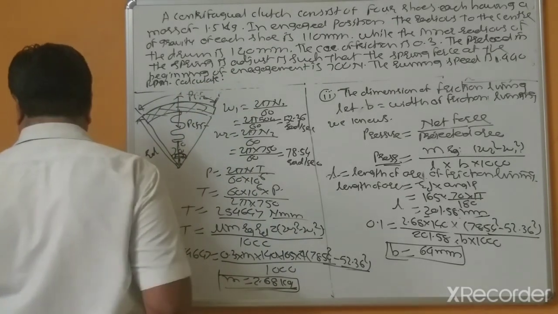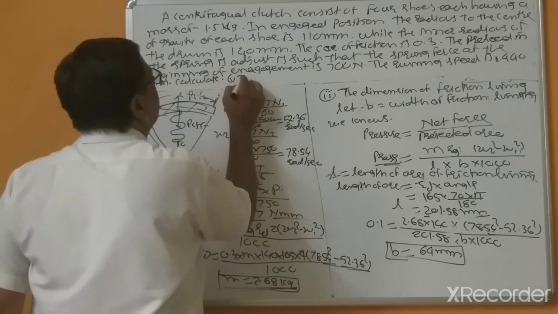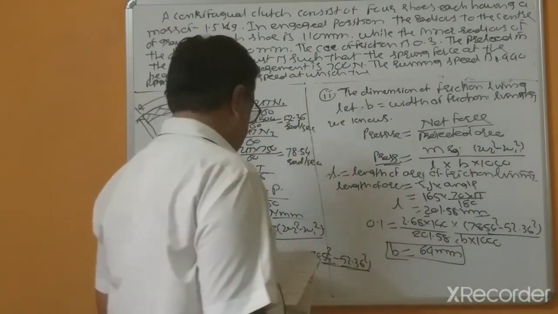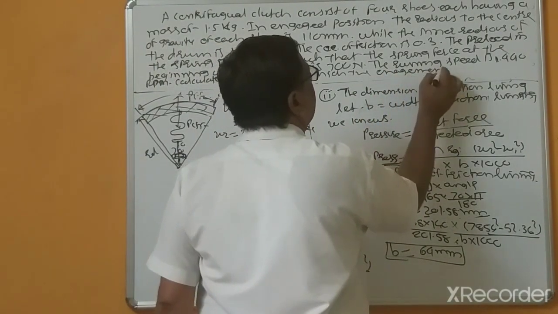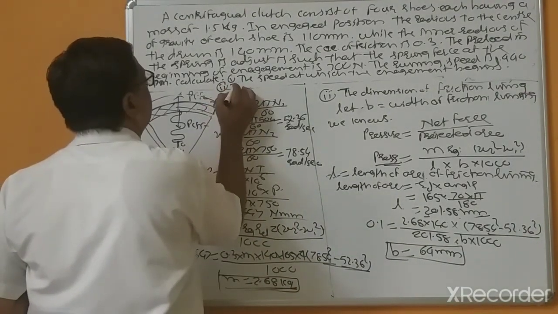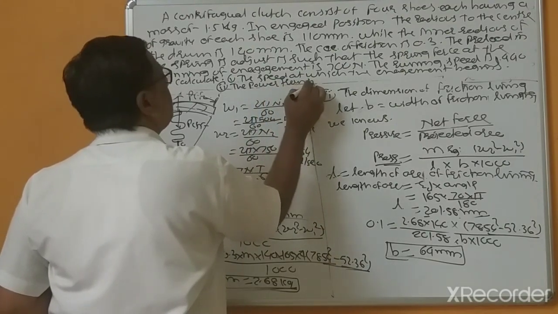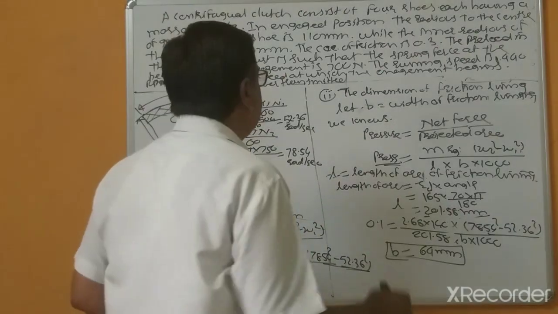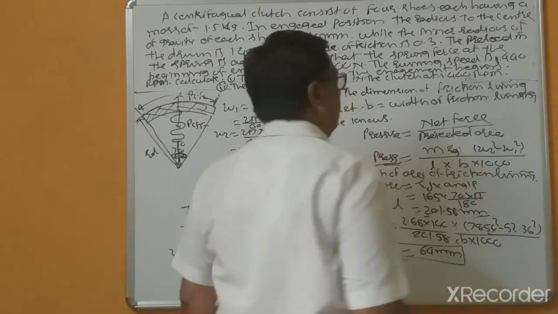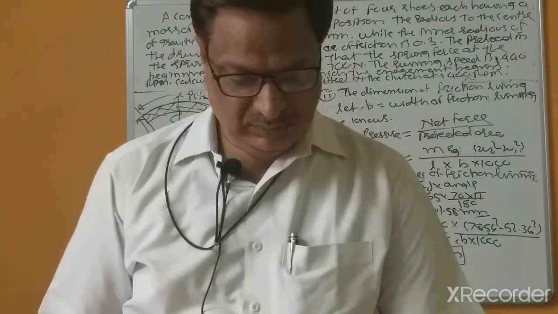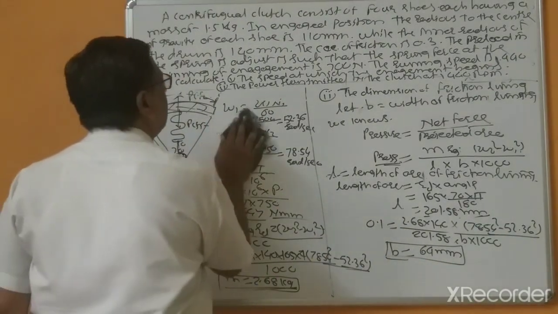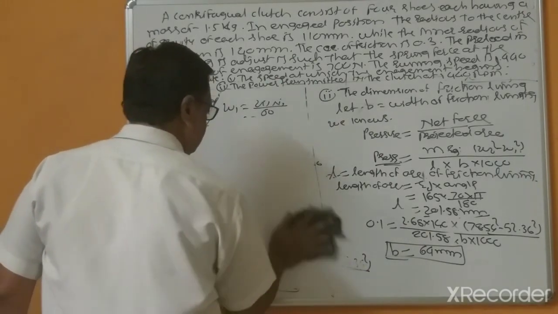Calculate the speed at which the engagement begins, and second, the power transmitted by the clutch at 1440 RPM. So this is a simple problem.